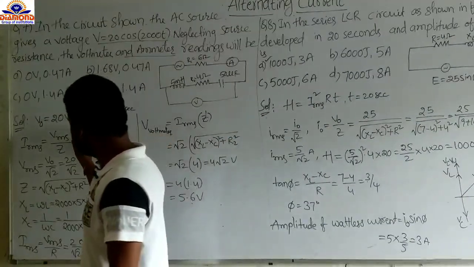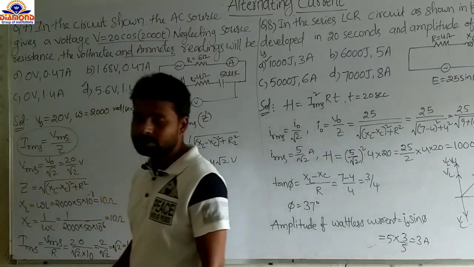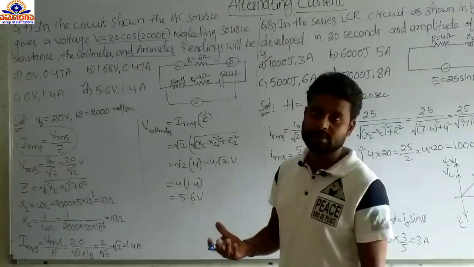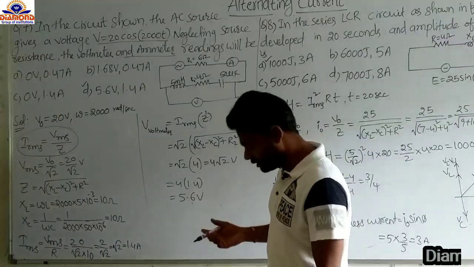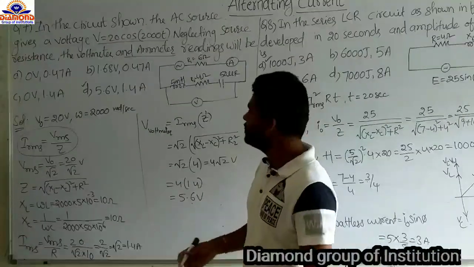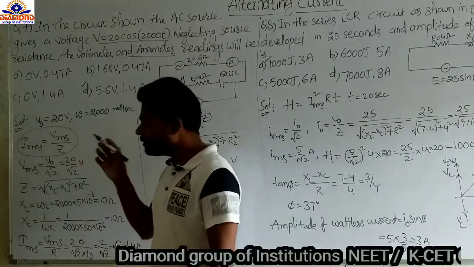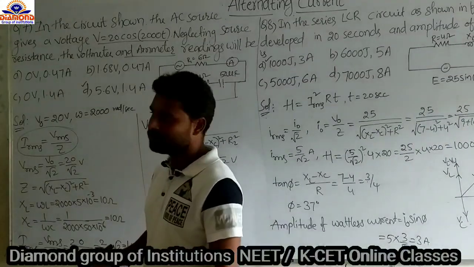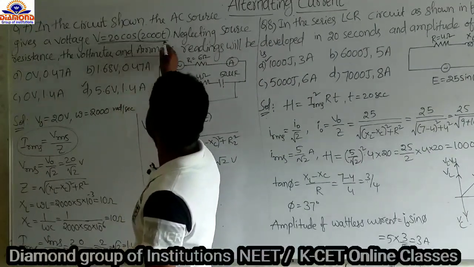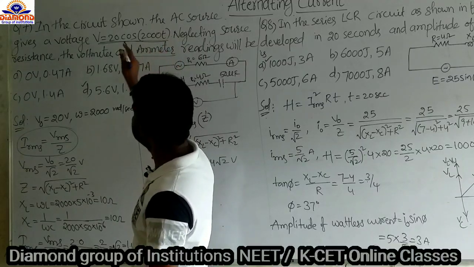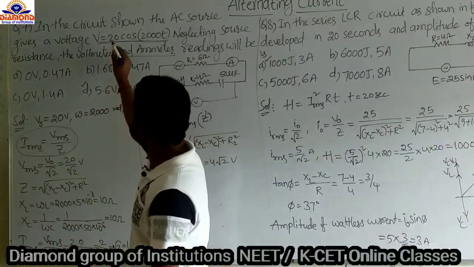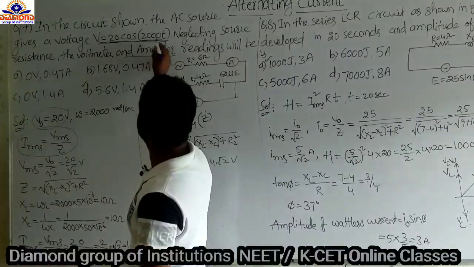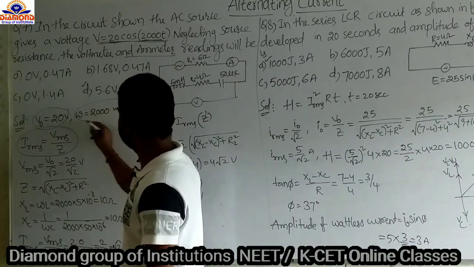To find the IRMS we need the VRMS and the resistance. Here we have resistors, capacitors and an inductor, so the resistance is the impedance. IRMS equals VRMS by Z, where Z is the impedance. First we have to find the VRMS. From the equation V equals V naught cos 2000 t, I am taking whatever data we need. The 20 is the V naught, the maximum voltage, and omega is given as 2000 radian per second.